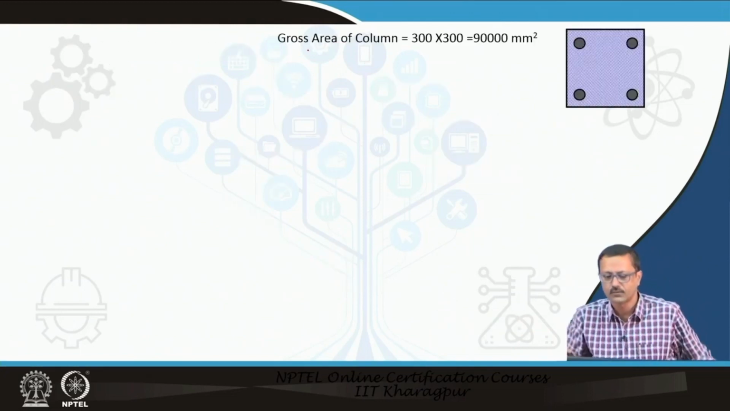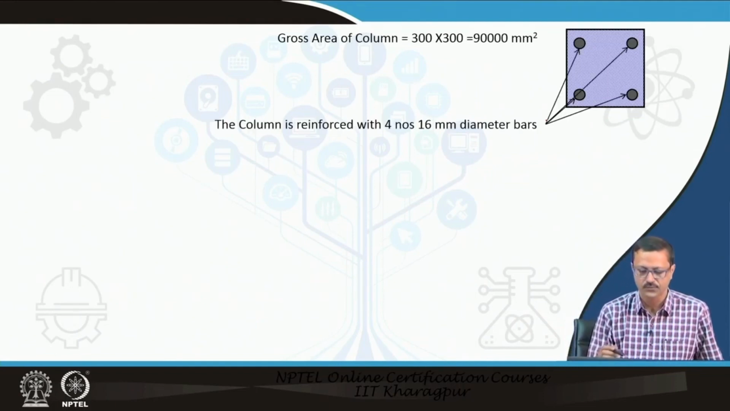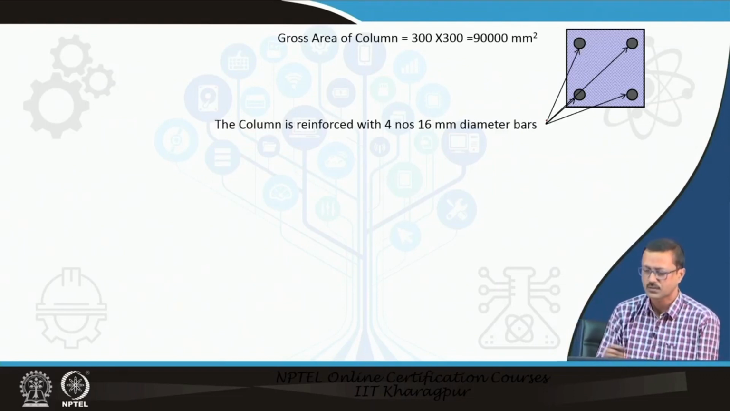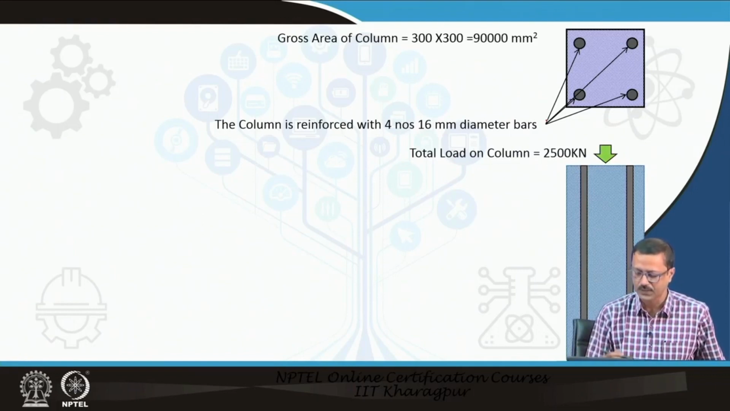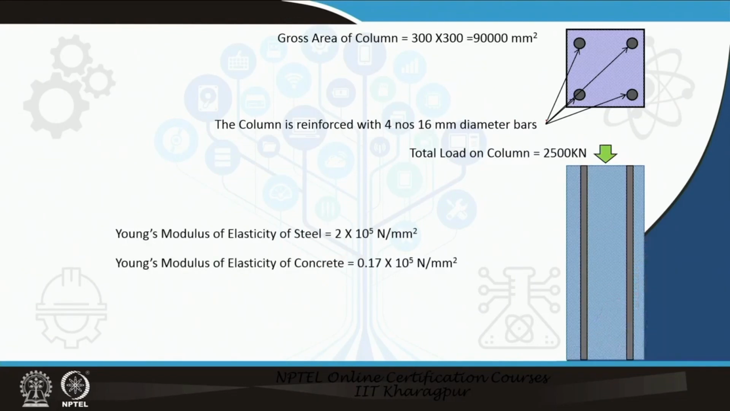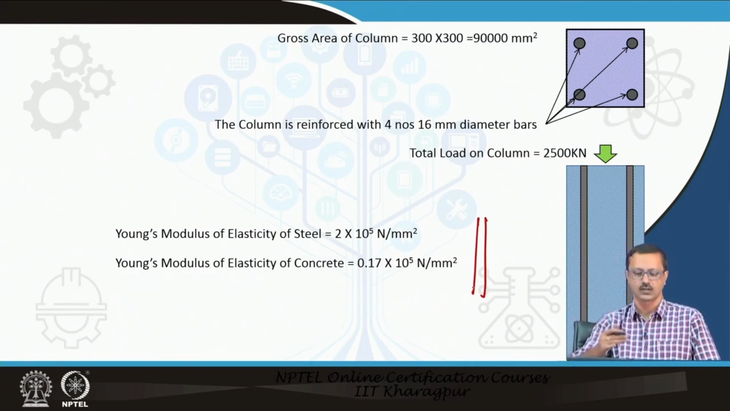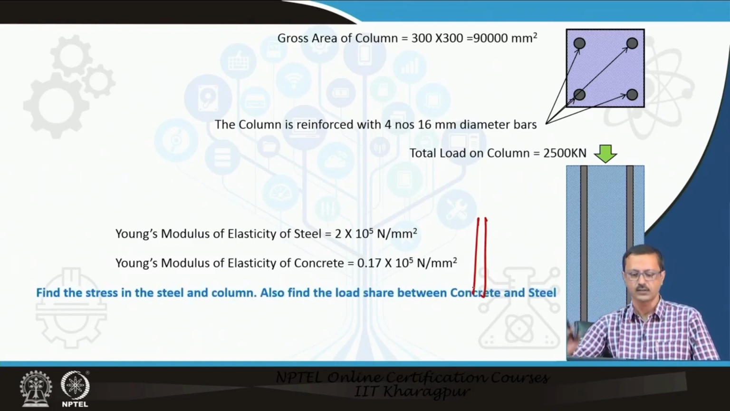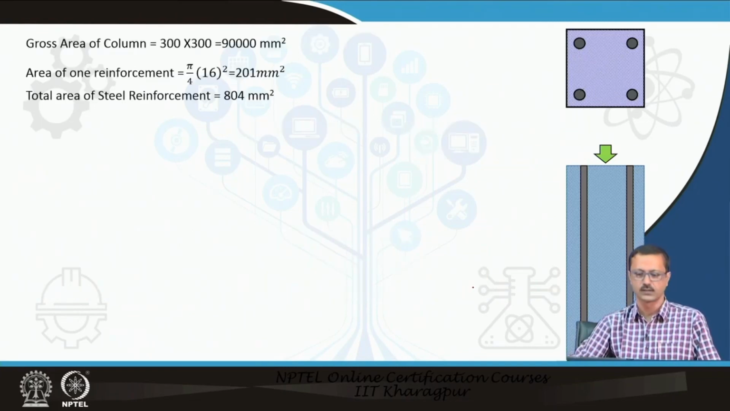So, I have one problem. It is a column having a gross cross section area of 300 by 300. It has 4 reinforcement bars, and it has an applied load of 2500 kilonewton, and the modulus of elasticity of steel and concrete are also given. So, you know the area of steel, you know the total area of concrete, you know the total load, and you also know the modular ratio, or both the E values. I have to find out the share of the stress and the share of the load due to this particular application.